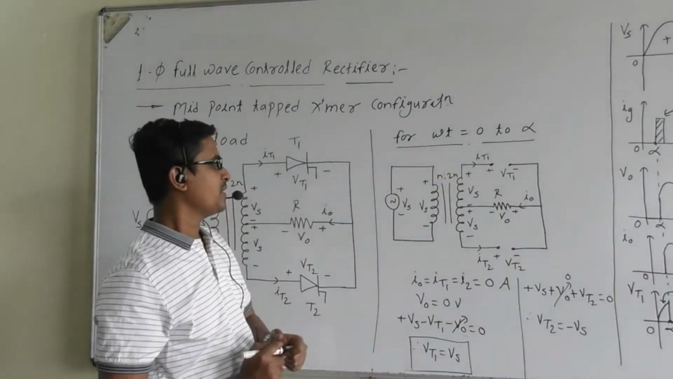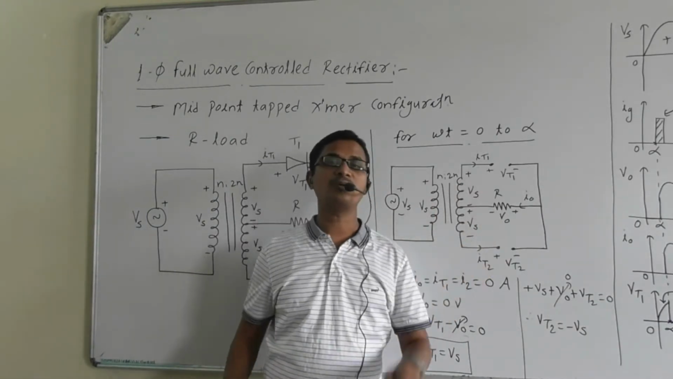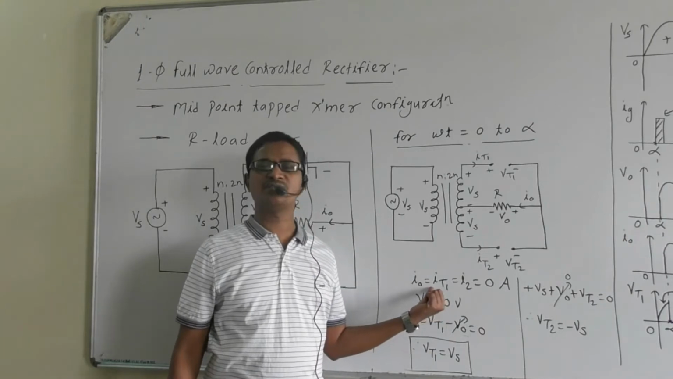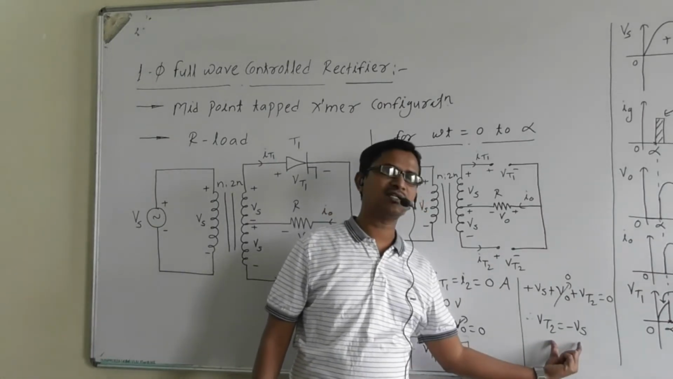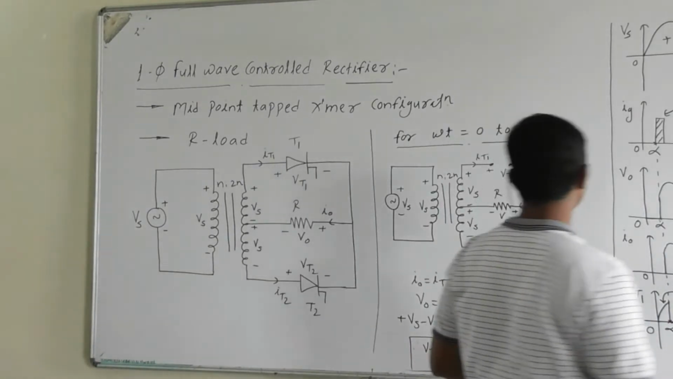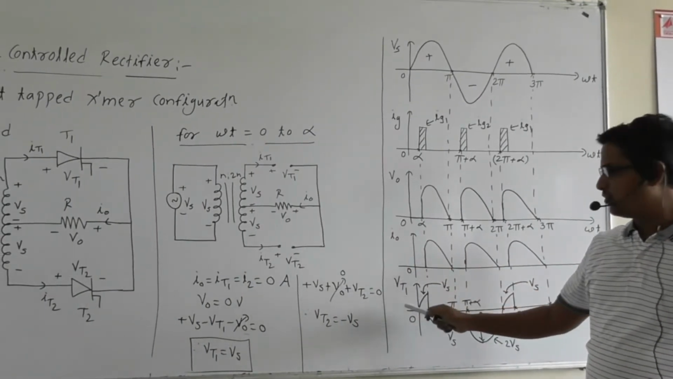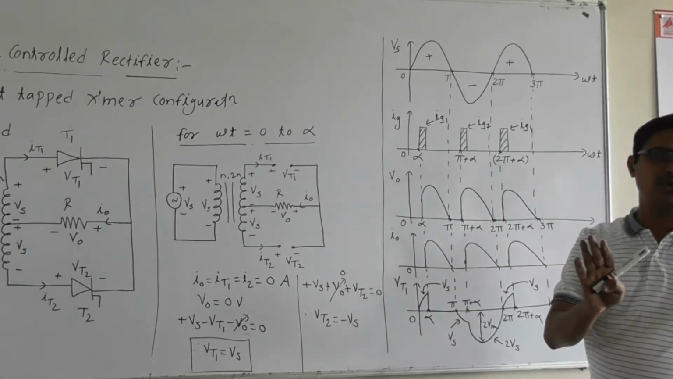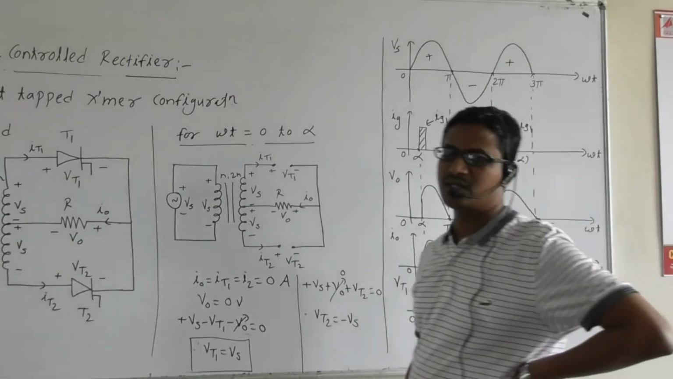So important to note that in the center tapped transformer configuration, when both the thyristors are in the off state, the thyristor which is in the forward bias mode has the voltage plus Vs across it. The thyristor which is in the reverse bias mode has the voltage minus Vs across it. Are you getting the point? So from omega t equal to 0 to alpha, V0 is 0, I0 is 0, and VT1 is plus Vs, same as the supply voltage. Here we have drawn the waveform of only VT1, not VT2, but we can draw it.